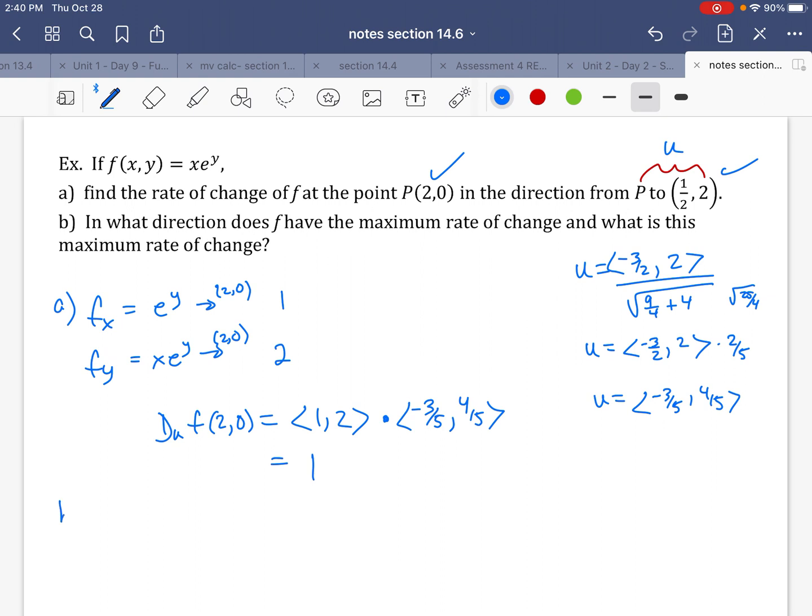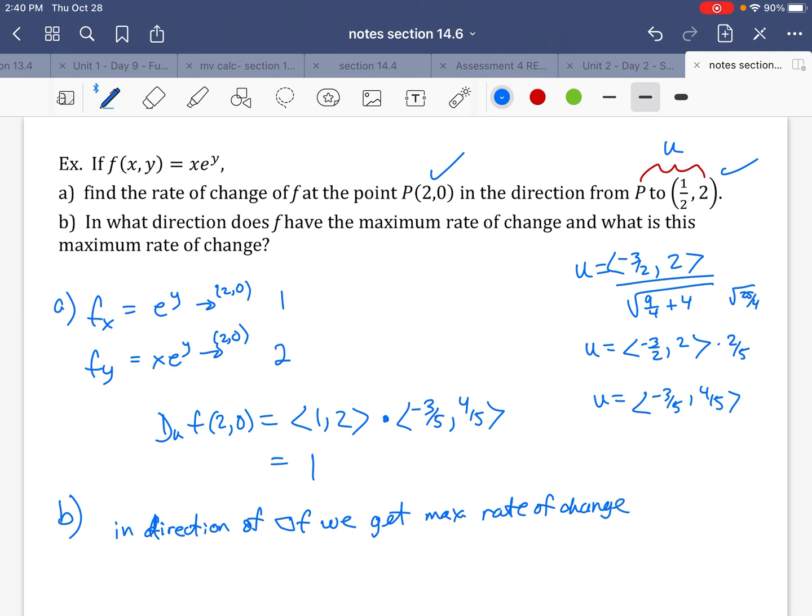Okay, so letter B. Letter B says, in what direction does f have the maximum rate of change? And what is this maximum rate of change? So the direction to go to get the maximum rate of change is the same direction as del f. So in the direction of del f, we get the maximum velocity, or max rate of change.